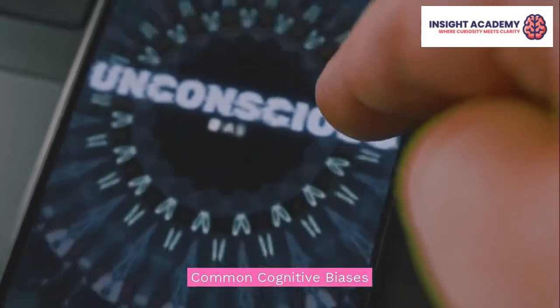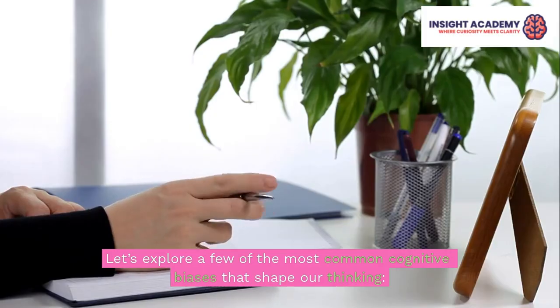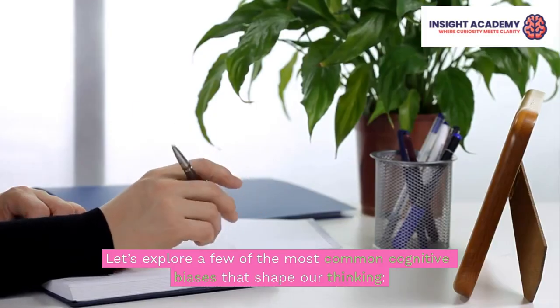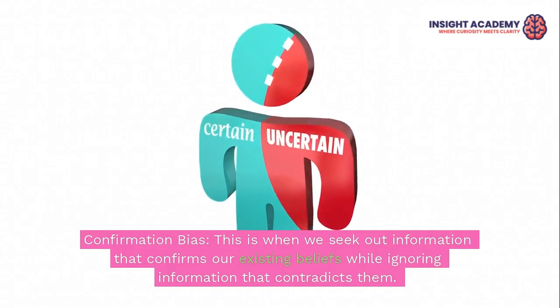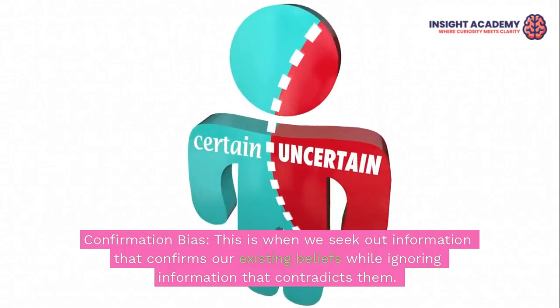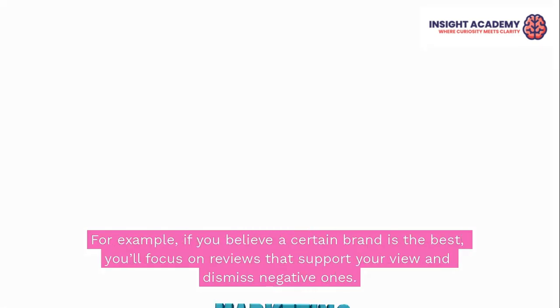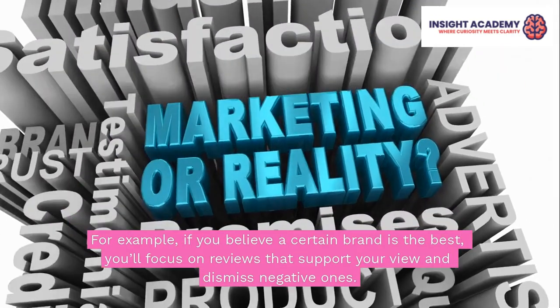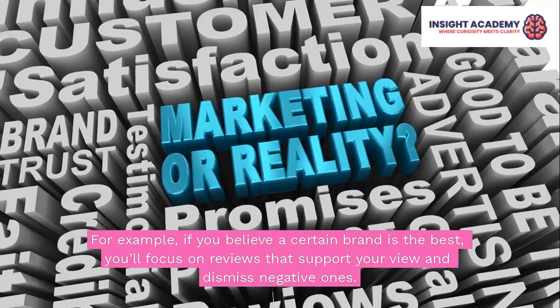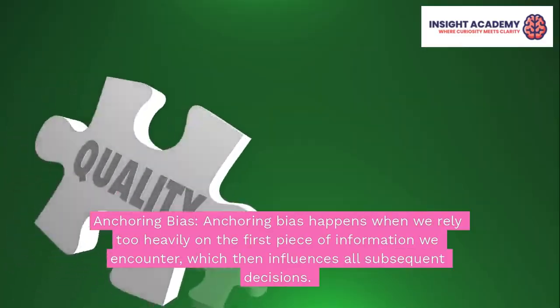Common cognitive biases. Let's explore a few of the most common cognitive biases that shape our thinking. Confirmation bias. This is when we seek out information that confirms our existing beliefs while ignoring information that contradicts them. For example, if you believe a certain brand is the best, you'll focus on reviews that support your view and dismiss negative ones.